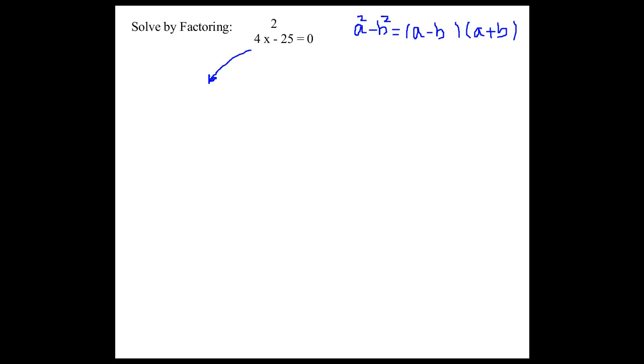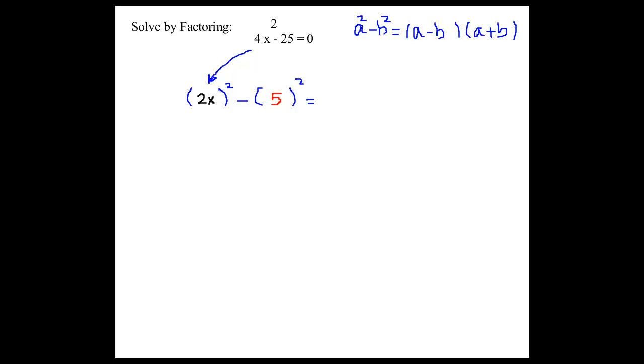So here we have to open two parentheses like that. What would be the first term, Sunit? 2x. Right. So the first term would be 2x. Sunit, what would be the second term? 5. Exactly. So we have a difference of square here for sure.